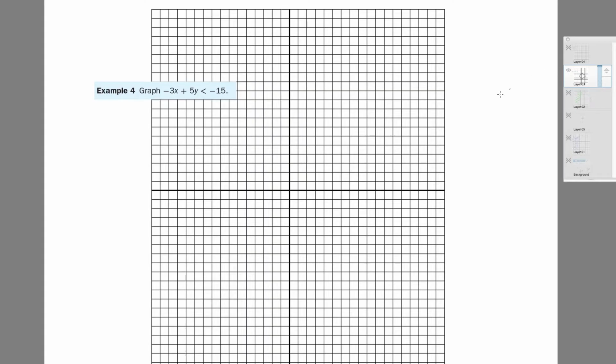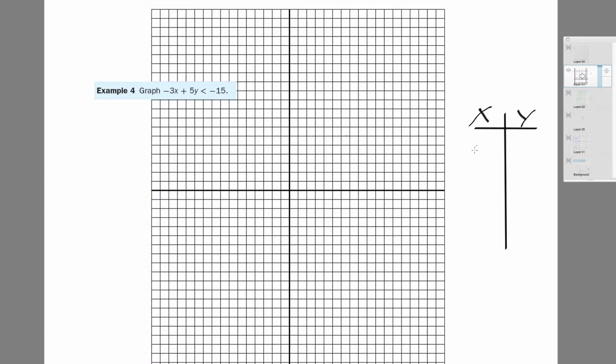Okay, another one. Graph negative 3x plus 5y is less than negative 15. Again, what do I do? Dashed line or solid line? Well, the boundary line is not part of the solution, so therefore it's going to be a dashed line for the boundary line. I can still put together my table so that I can get my x and y results and draw my dashed boundary line.